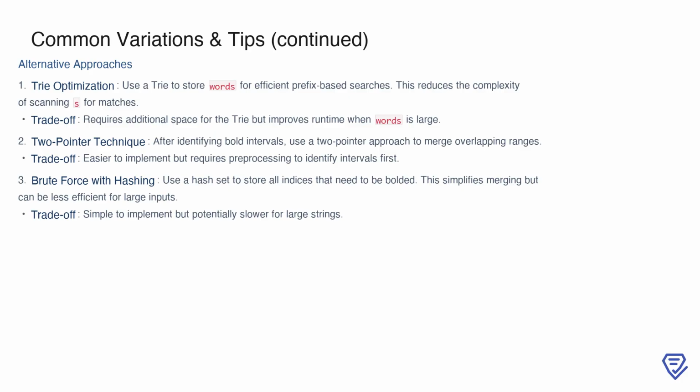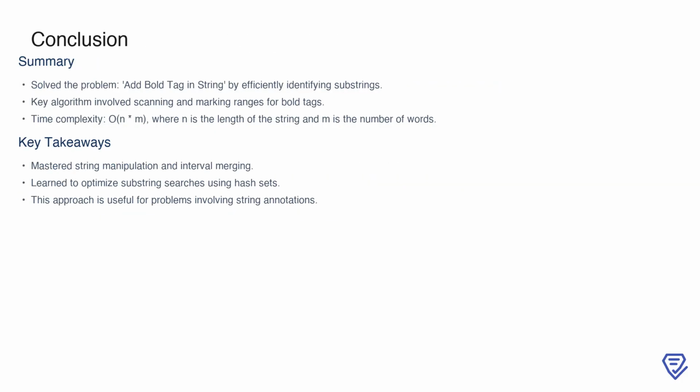Finally, there's a brute force approach that uses a hash set to store all the indices that need to be bolded. While this simplifies the merging process, it can be less efficient for larger inputs. Each of these approaches comes with its own trade-offs in terms of simplicity, efficiency, and memory usage, so it's important to choose the one that best fits the constraints of the problem and the requirements of your solution. Great work! We've successfully solved the problem and covered the key concepts. Remember, understanding string manipulation and efficient substring handling is invaluable for technical interviews.